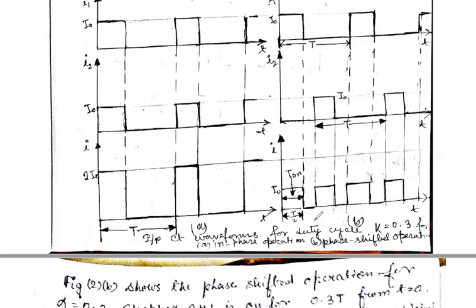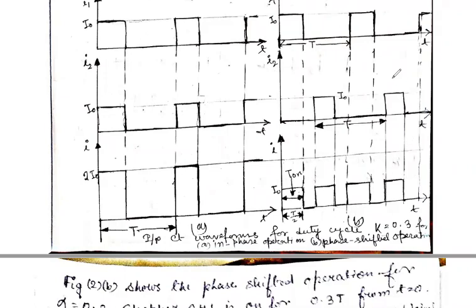Then what happens? The size of the filter is reduced in the case of a phase shifted chopper. This shows that phase shifted operation of a multi-phase chopper is usually preferred. For what reason? For the reduction in the size of the filter.